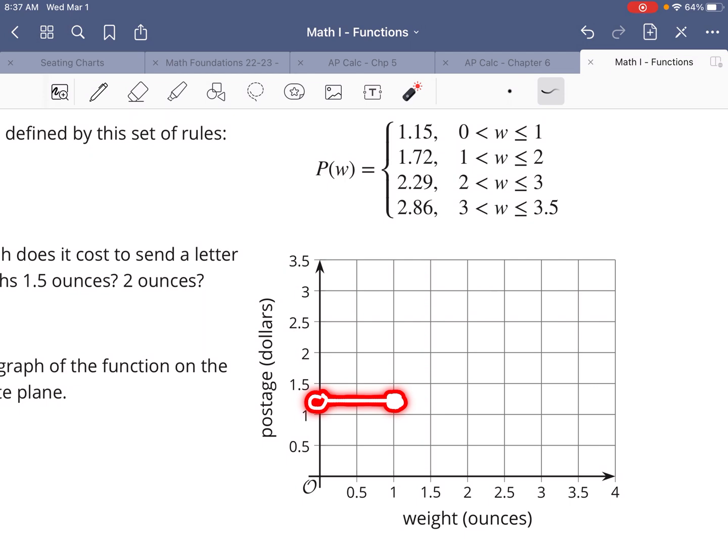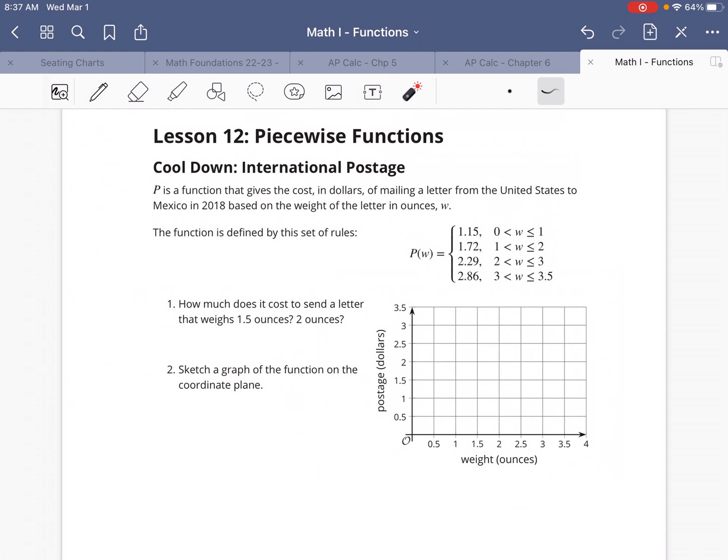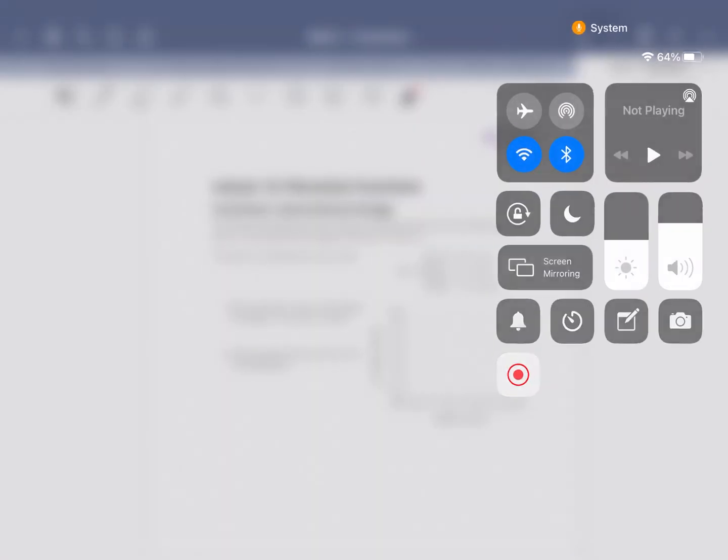Okay, so let's see. From 1 to 2, $1.72. That would be right about here, I think, and then we would keep going. How much does it cost to send a letter that weighs 1.5 ounces? How about 2 ounces? Sketch a graph. I hope that helps. If you have questions, let me know.